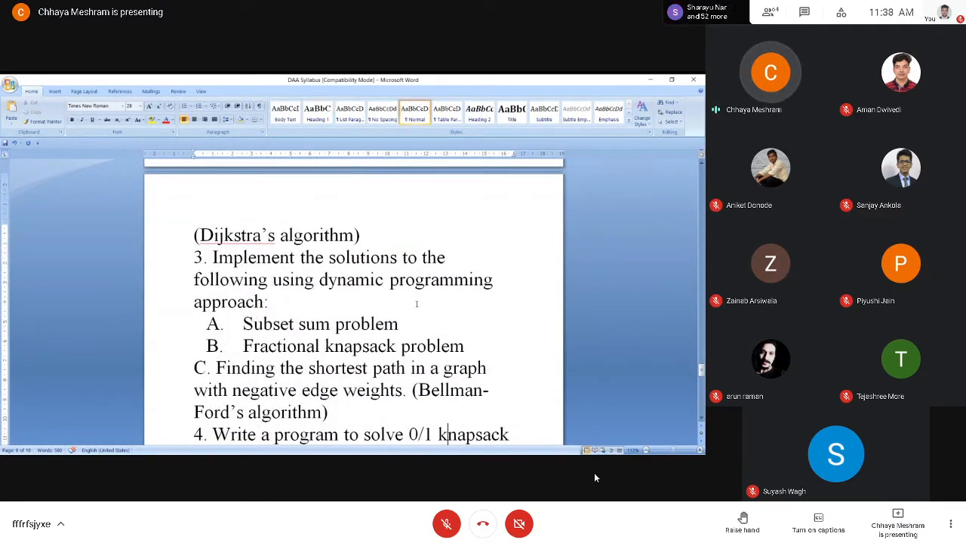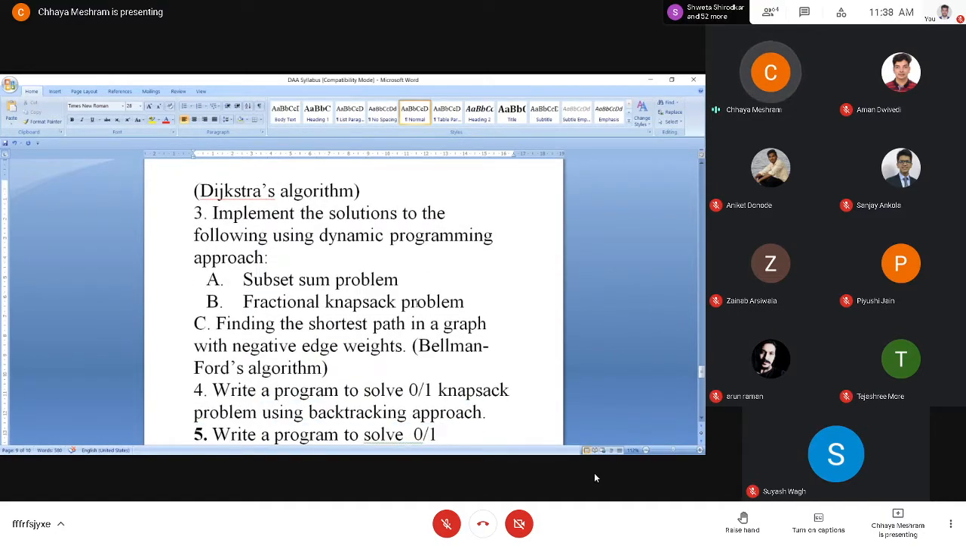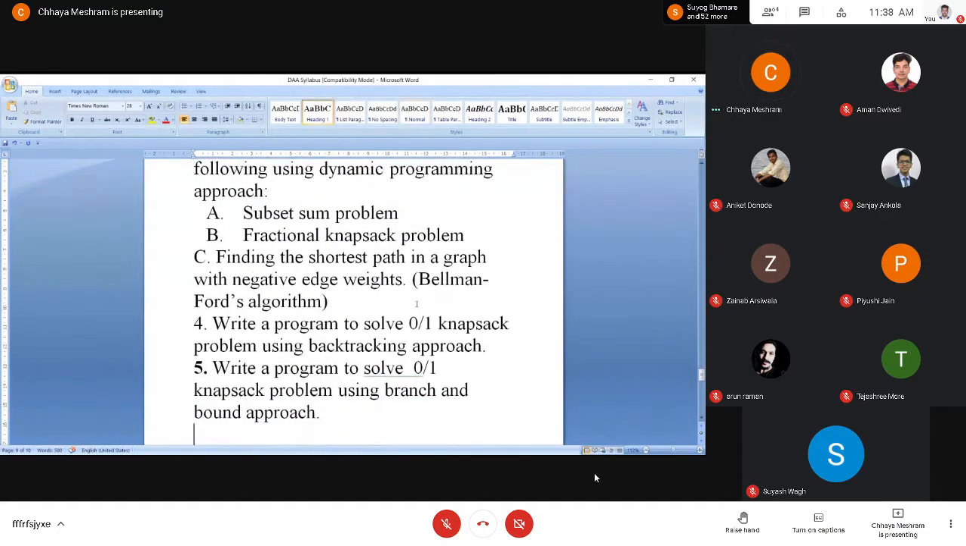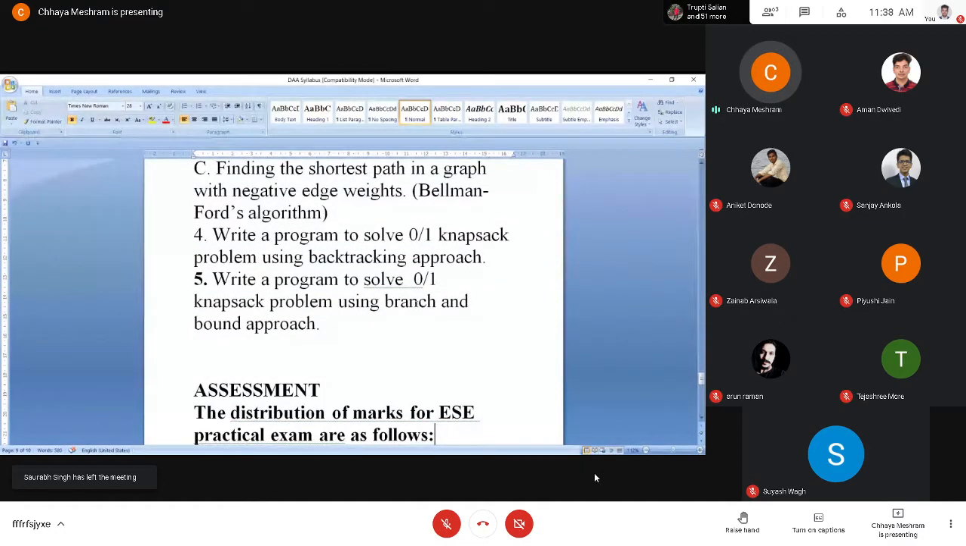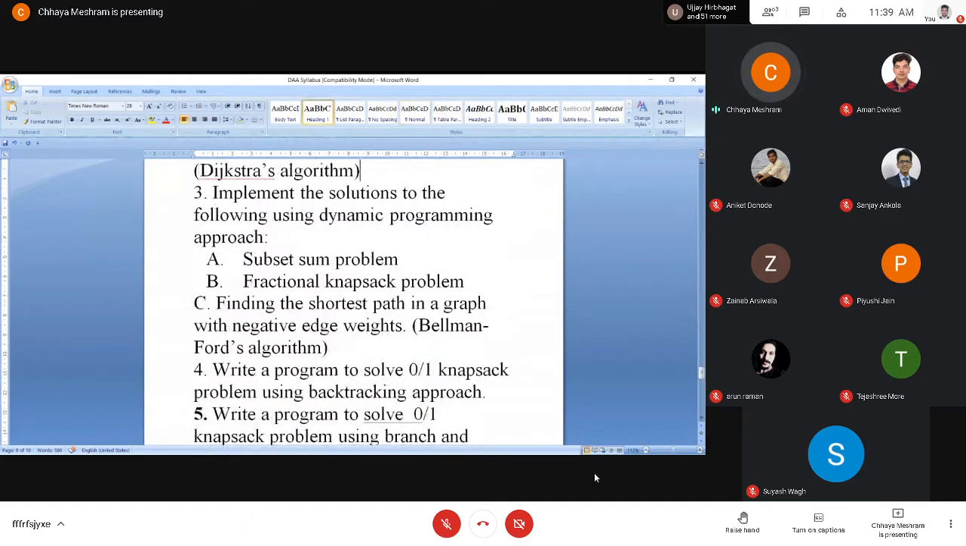The third practical is to implement the solution to the following using the dynamic programming approach. First is the subset sum problem, and second is the fractional knapsack problem. And third, we have to implement the Bellman-Ford algorithm. So the first is based upon divide and conquer, the second upon the greedy algorithm, the third upon dynamic programming. Fourth is to write a program to solve the 0-1 knapsack problem using the backtracking approach. And fifth is to write a program to solve the 0-1 knapsack problem using branch and bound. Whatever we are going to study in our syllabus, based upon that, we have a practical session.